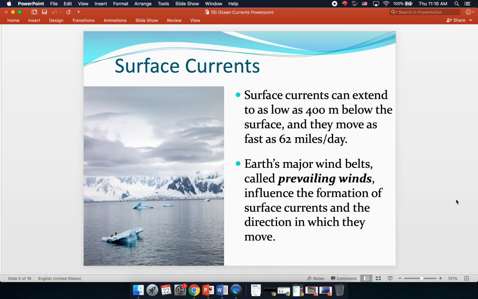Earth's major wind belts, called the prevailing winds, influence the formation of surface currents and the direction in which they move. And the term prevailing winds is a really good term for these winds because they're wind patterns that are predictable and reliable. They're patterns that continue to exist, and those are the main influence of the surface currents.